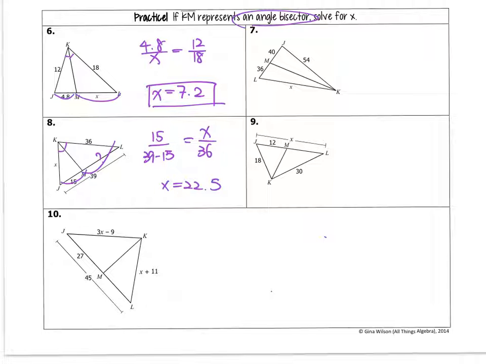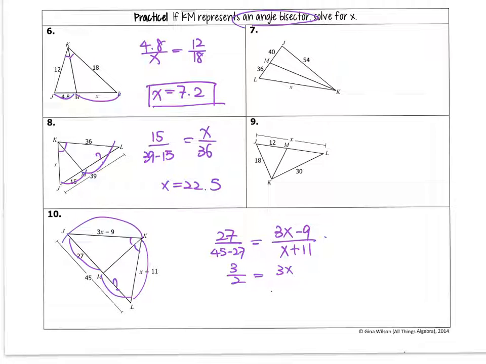And number 10, again, angle bisector is KM, so 27 over 45 minus 27 would give me this part. And the other side is 3x minus 9 over x plus 11, right? Because we started from this side, so 3x minus 9 is on top, x plus 11 is at the bottom. And that gives you 27 over 18, so it should be 3 over 2 equals 3x minus 9 over x plus 11. So 3 times x plus 11 should equal 2 times 3x minus 9. And your final answer should be x equals 17.